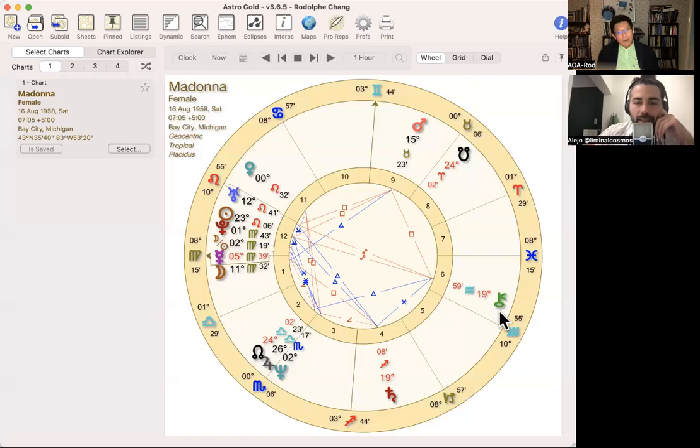So we have, I think, a sextile between, what is it? It's between Pluto and Jupiter, right? Yes, there is a sextile between Pluto and Jupiter. I think that would be very interesting. So Jupiter is in Libra.